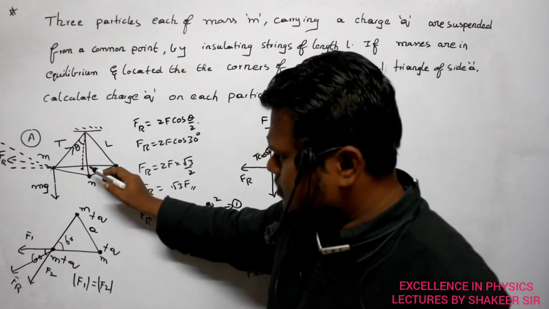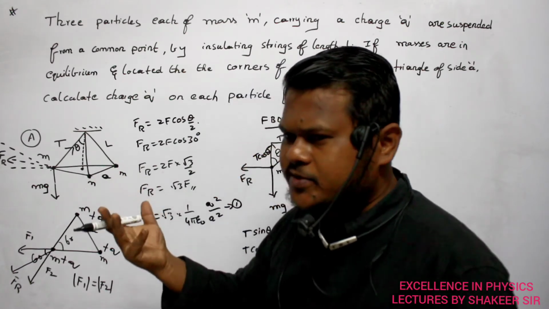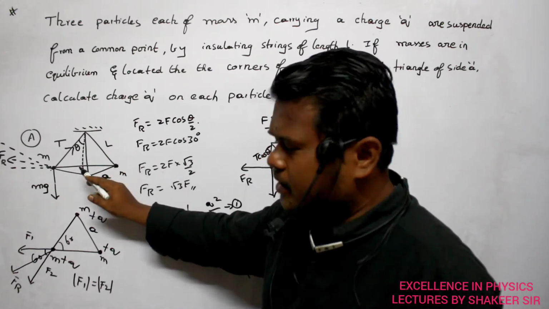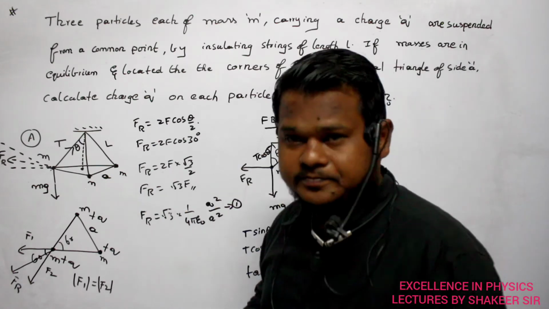Clear? So this vertical line, it touches this equilateral triangle at which position? Come on. Clear? This vertical line, it touches this equilateral triangle at which position? Can you say, anybody?